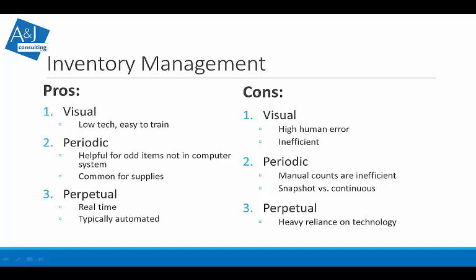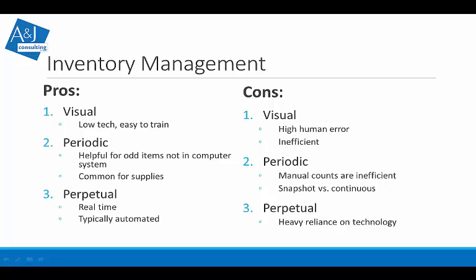Periodic is definitely helpful for the odd items that are not in the computer. Definitely a common method for supplies. And perpetual, obviously the advantage is that it's a real-time system and it's typically automated, so it doesn't involve someone walking around the pharmacy with a pen and paper.